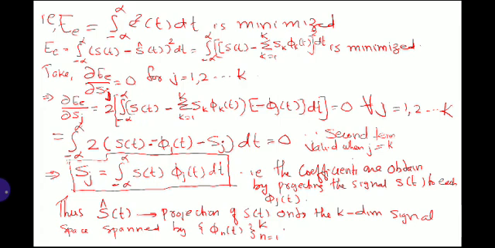So the second term is valid only when j equal to k, and when j equal to k, the second term becomes sj. And if we take sj to the other side, we will get the coefficient sj as integral minus infinity to infinity S of t into phi j of t dt. So this is similar to the one that we studied earlier. That is, the coefficients are obtained by projecting signal S of t to each phi j of t.